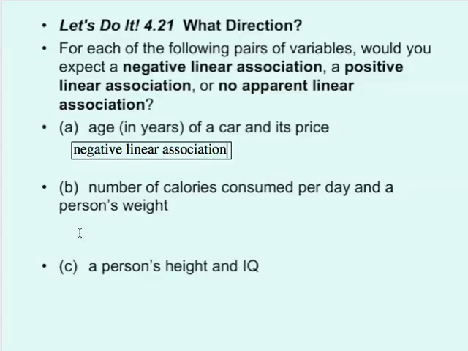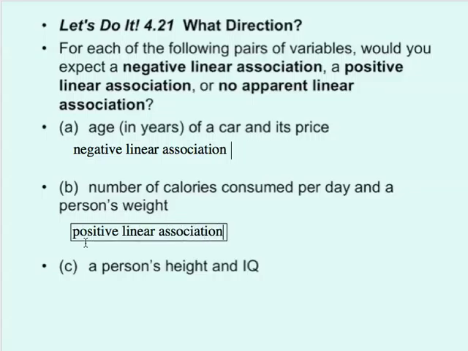Number of calories consumed per day and a person's weight. Well, the more calories you eat, your weight should increase, right? And if you don't eat enough food, then your weight will go down. So if you're starving or you don't have enough calories in your diet, your weight goes down. If you have enough calories or more than you need, then your weight will go up. So what that says is that we have a positive linear association.